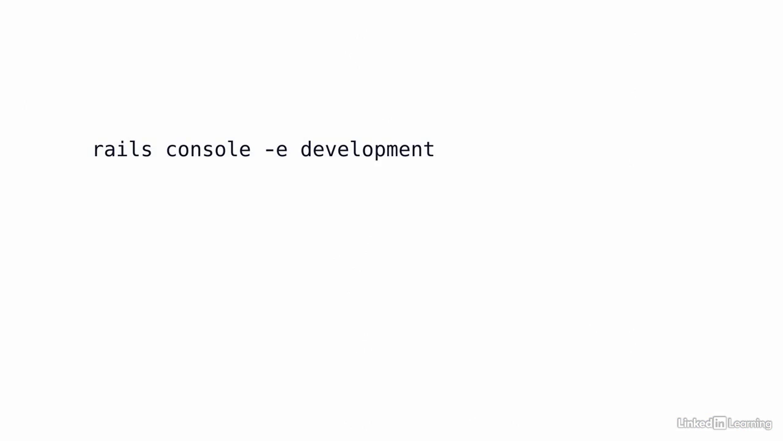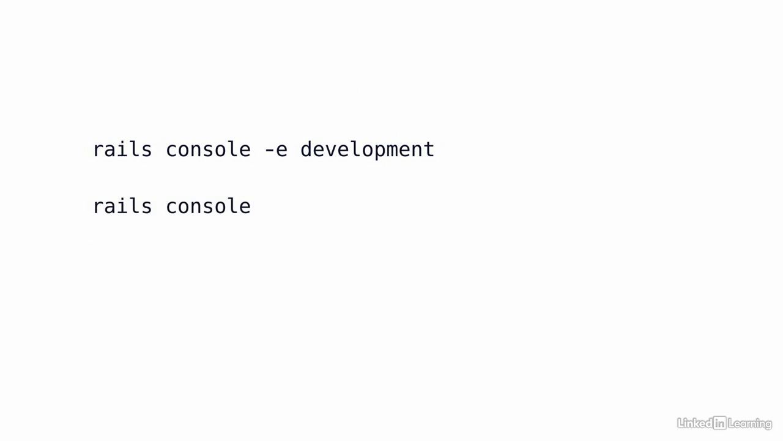The way that you launch the Rails console is you go to the command line and navigate to the root of your Rails project, and then enter the command rails console. And then if you want to specify the environment, you would use -e and the environment. So for example, -e development, -e production, or -e test. Most of the time, we're going to be using it in development.